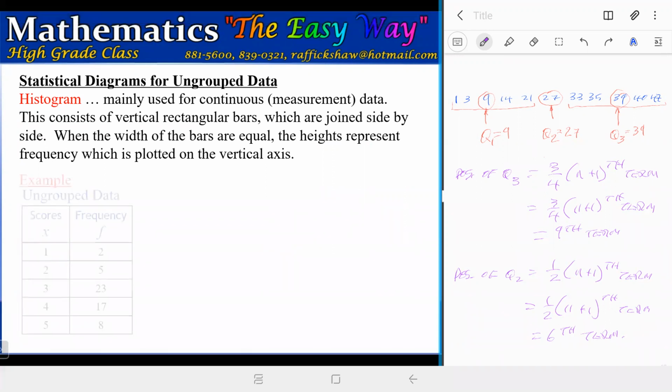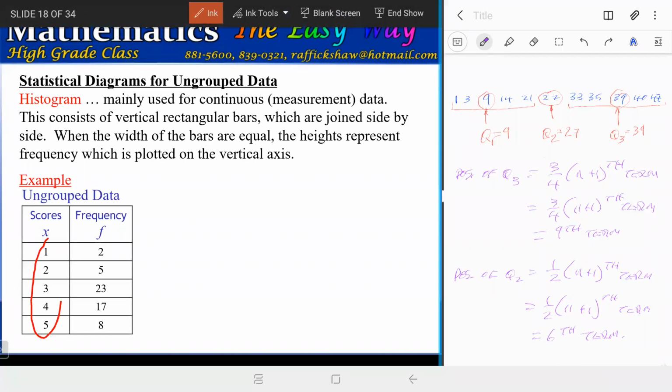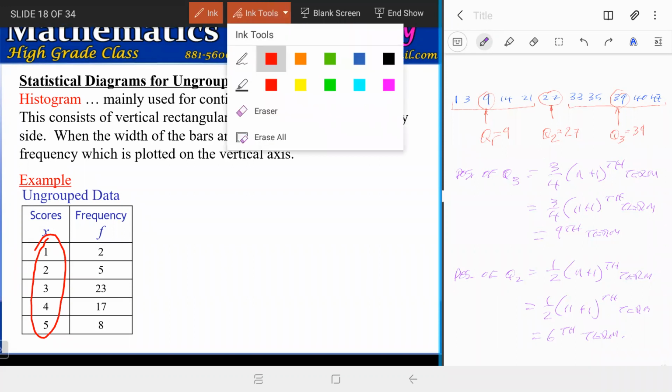All right. So you can do an example with this data. For that data, we're going to do a histogram. Because the data is ungrouped, these values are going to be in the middle of the bars of the histogram.